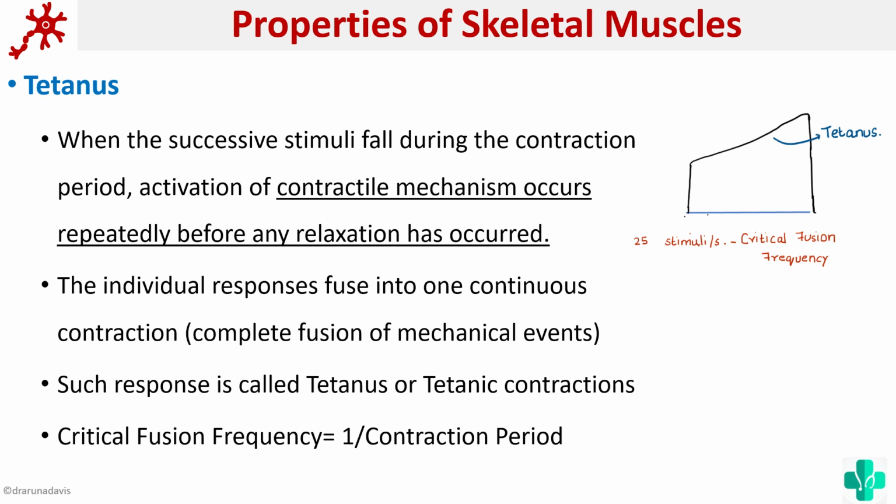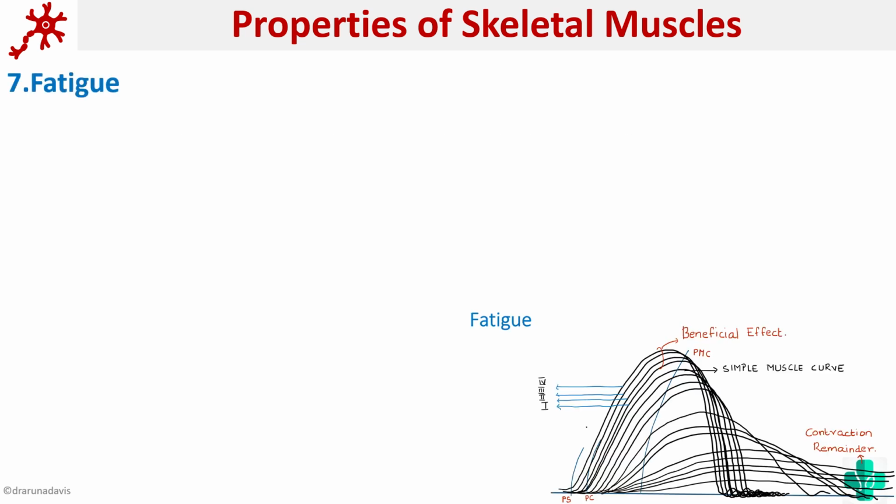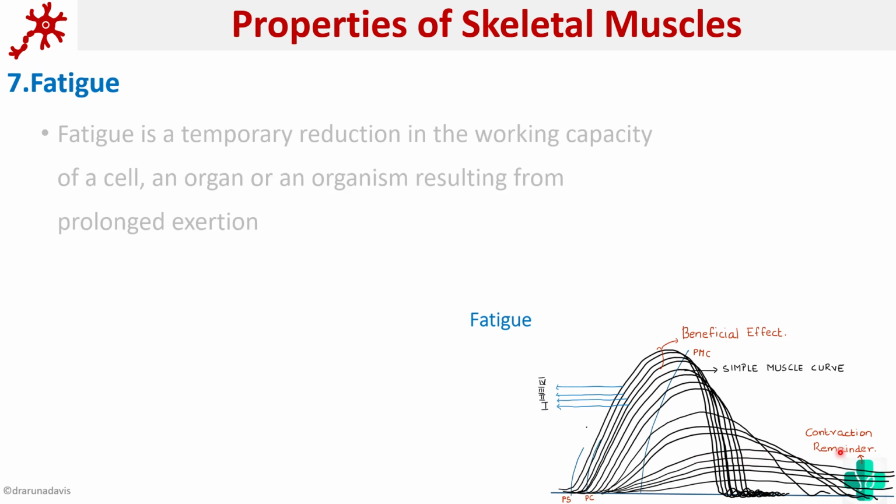Okay. Next, moving on to our next property, fatigue. So suppose we continuously stimulate the muscle. What happens? Here you can see that in this graph, initially you have a simple muscle twitch. The next 4 or 5 graphs will be bigger than the simple muscle twitch. Why? Because of beneficial effect. But after that, you can see that the contraction period increases, relaxation period increases, and finally the muscle will be in a tonic state, and that is called contracture. So this phenomenon is called fatigue.